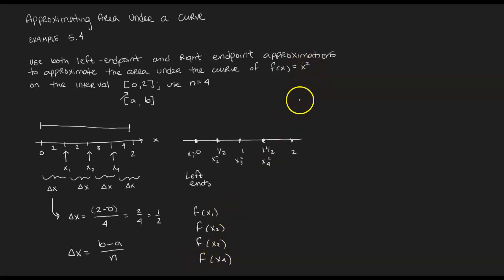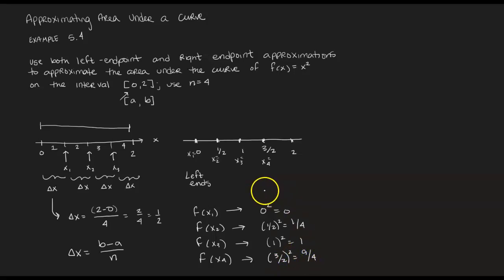Our function is x squared. f at x sub 1 looks like 0 squared, which is just 0. f at x sub 2 would look like 1/2 squared, which becomes 1/4. f at x sub 3 looks like 1 squared, which is just 1. And then f at x sub 4, instead of writing 1 and 1/2, let's change that to 3/2. They're equivalent, but 3/2 is easier to square. So 3/2 squared becomes 9/4. These are the function values, so we can use those to draw our rectangles.